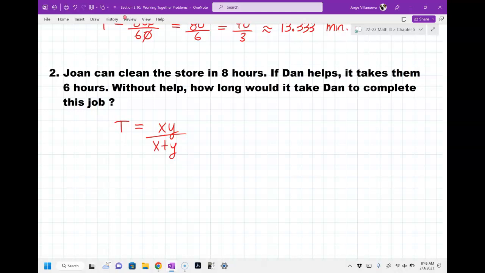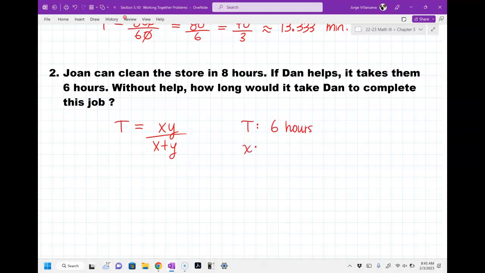I think you have like 8 or 10 questions on your homework, so I would tell you write down this formula every single time you do a problem. That way it sticks in your head without you even trying. Okay? So here we go. I know that t is 6 hours.